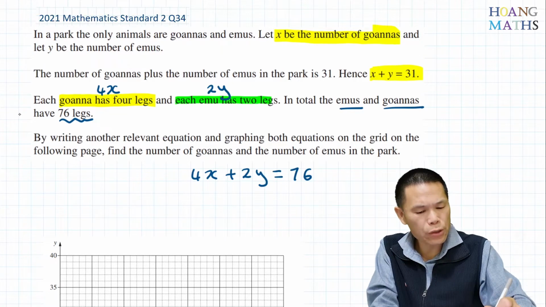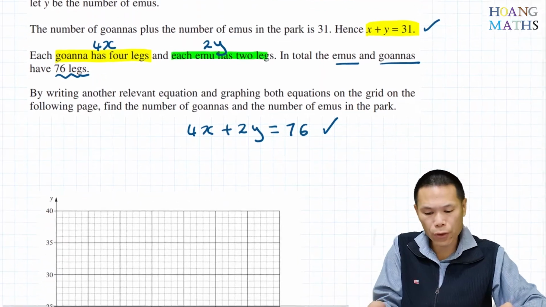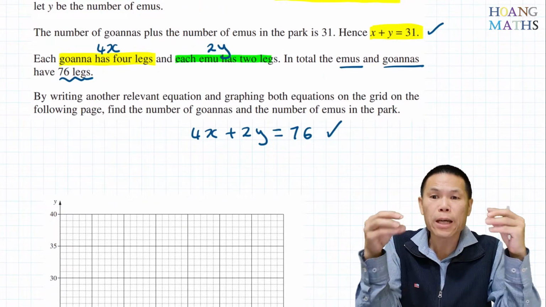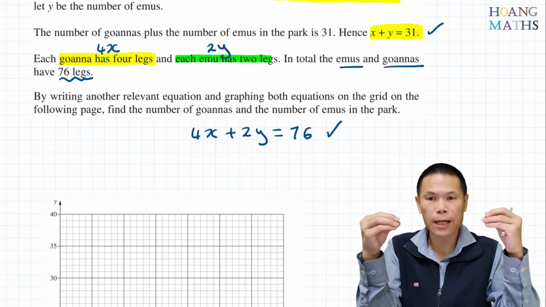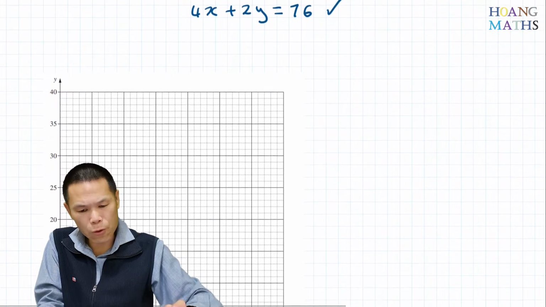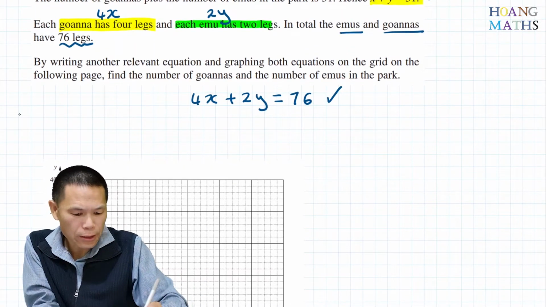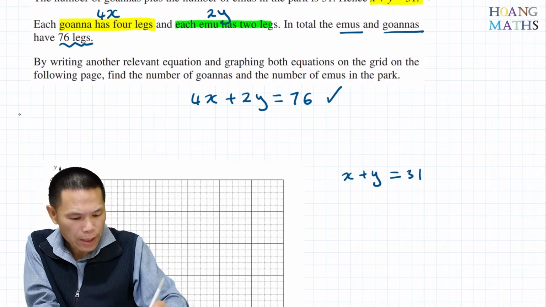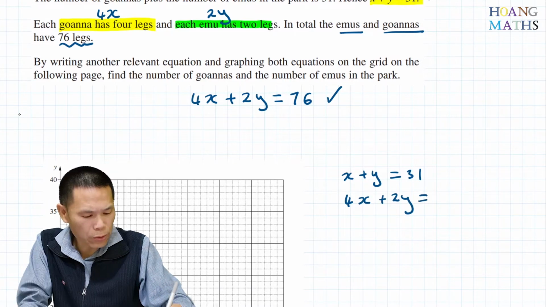So now we need to sketch these equations on the graph, and we find the point of intersection that will give us the total number of goannas and the number of emus in the park. First of all, let me just write the equations next to this graph. So we have x plus y is equal to 31, and we have 4x plus 2y is equal to 76.